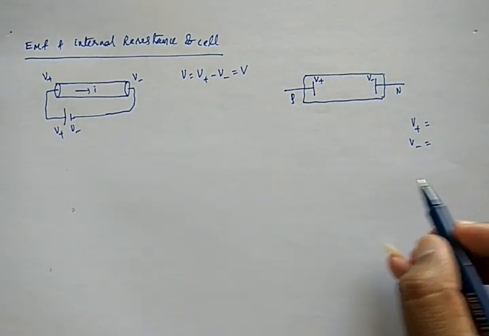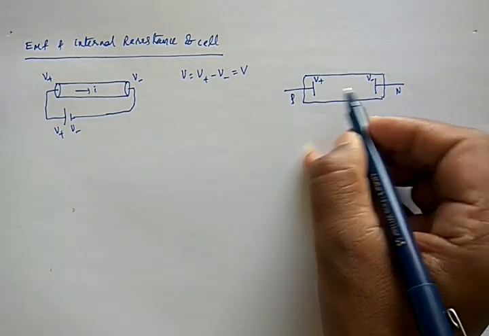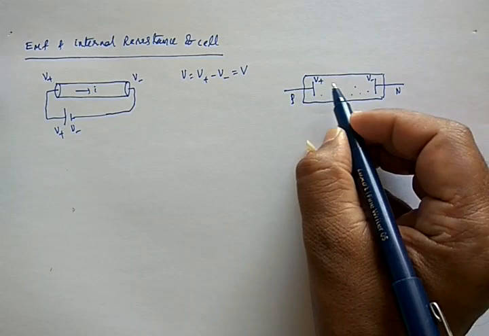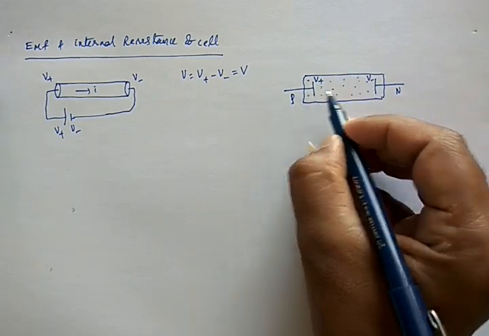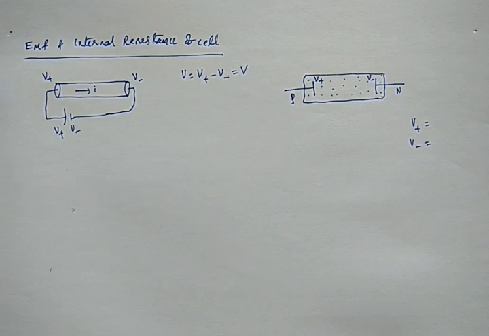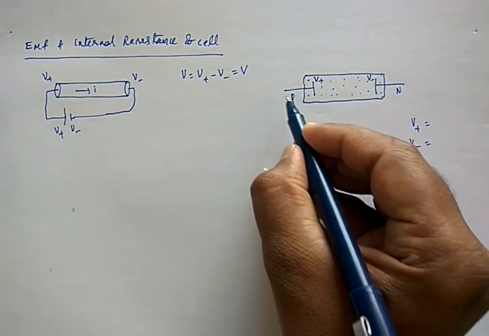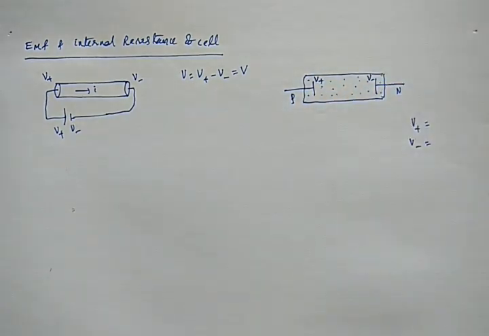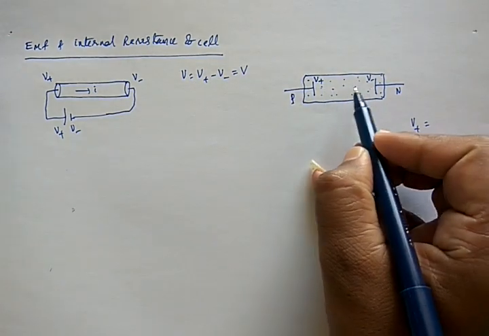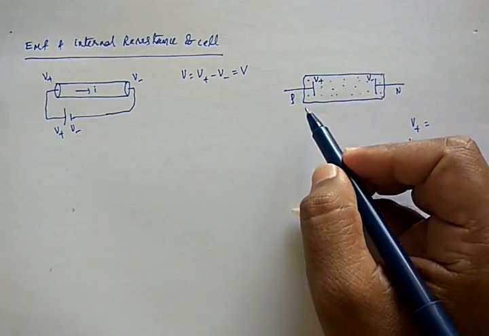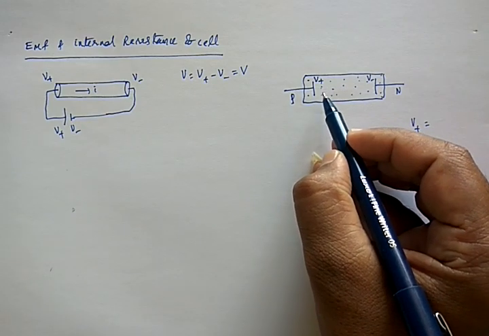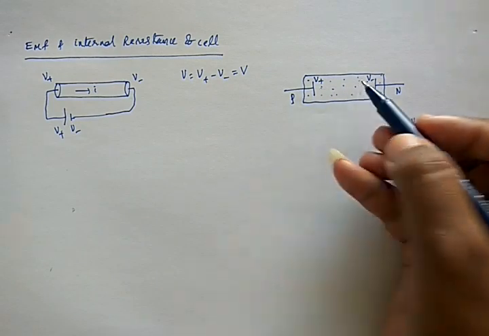Now these two electrodes are immersed in an electrolytic solution. So here you have the electrolytic solution. If there is no current, if this battery is not connected to an external circuit, to an external resistor, then there will not be any current through this battery. So when there is no current in this battery, the potential at any point in the electrolytic solution will be the same.